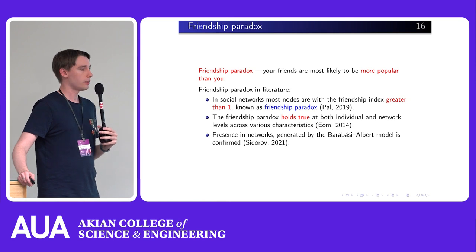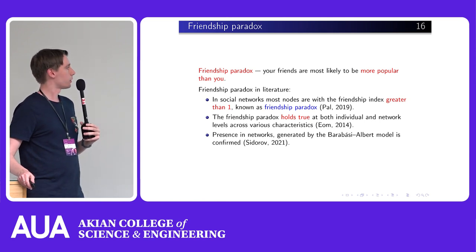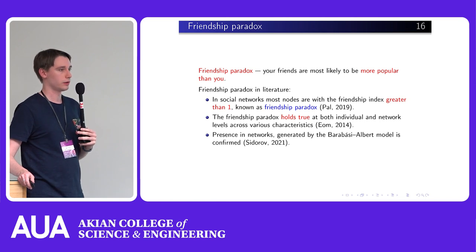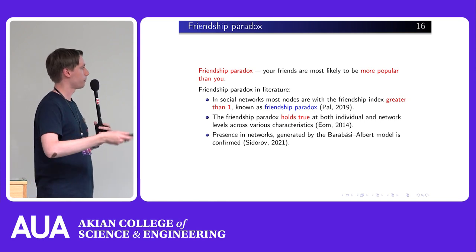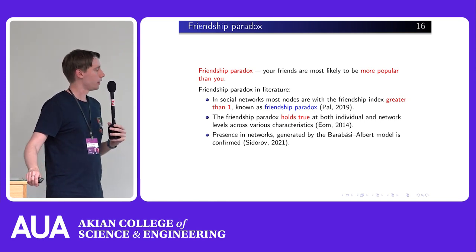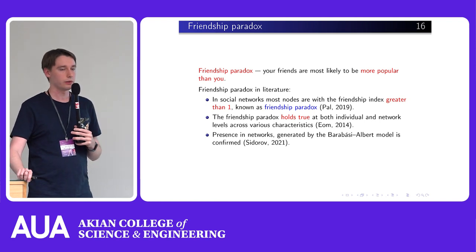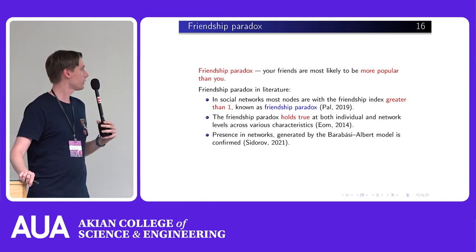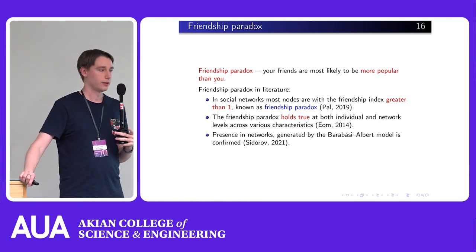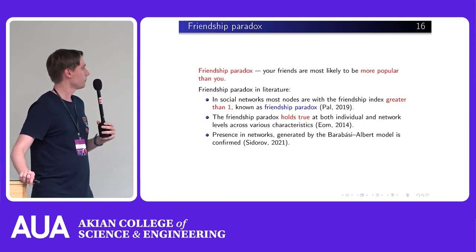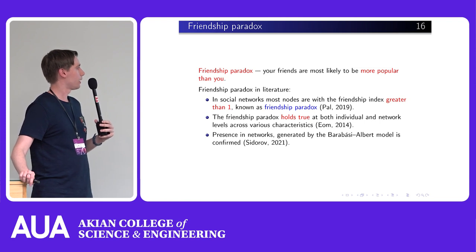Some of the known facts about the friendship paradox are that it's present in social networks. Most nodes in social networks have friendship index larger than one, which means that they experience the friendship paradox. It holds true at both individual and network levels. And last but not least, the presence of the friendship paradox was confirmed in some random networks generated by the Barabasi-Albert model.